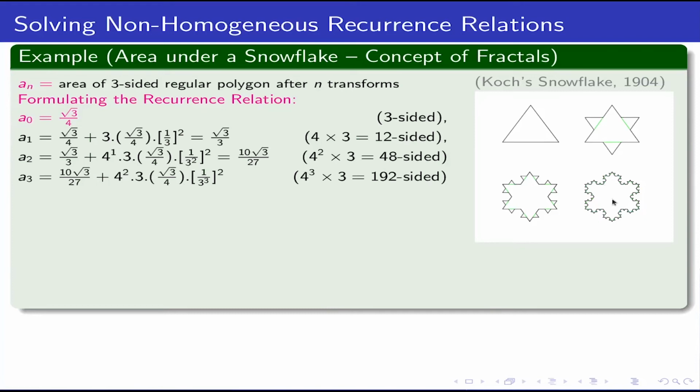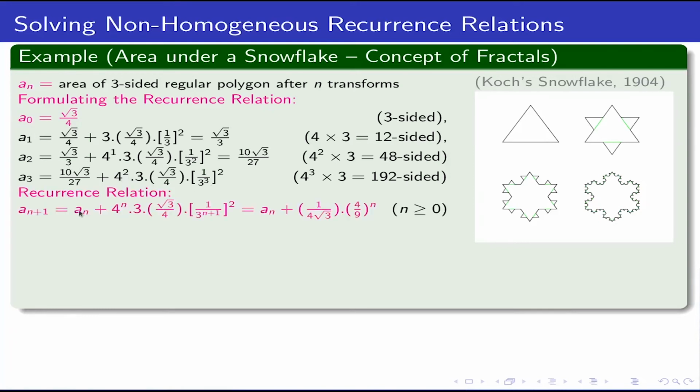The other will be this. The bottom right snowflake that I have shown is of 4 cube into 3, 192 sided. This is the earlier area plus 4 square into 3 small triangles added. Each triangle is of 1/3 cube side length, and this will come in. So finally you can now guess what my recurrence is. A3 equals A2 plus 4 square into 3 into this. This is again n, this is n minus 1. Here it is, An plus 1 equals An plus this.